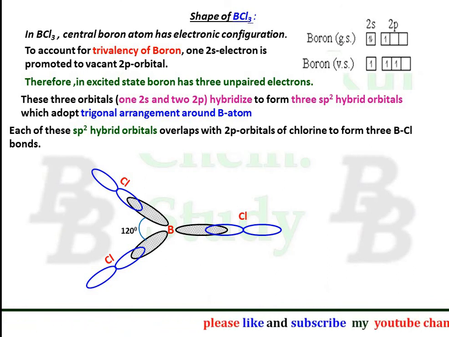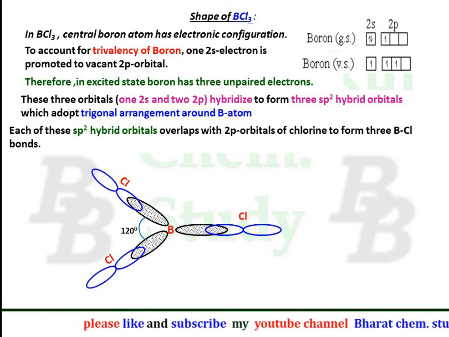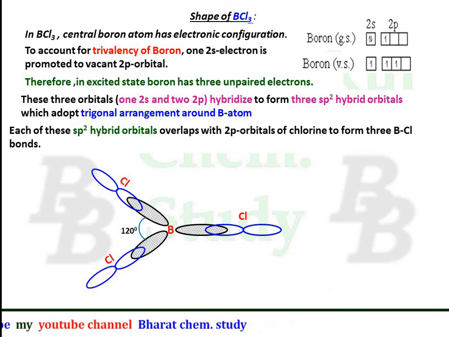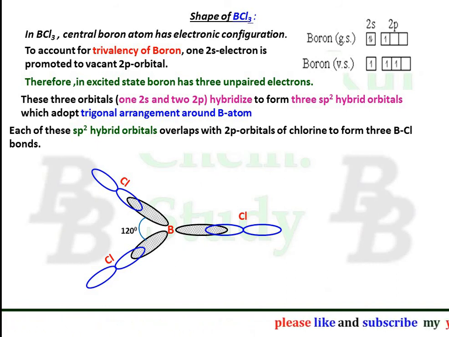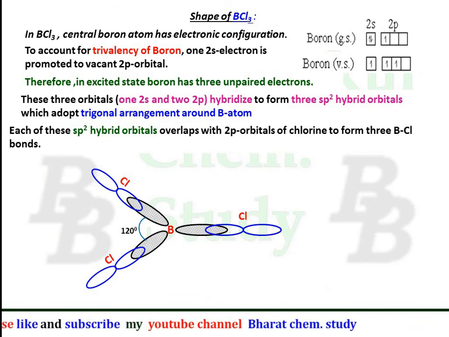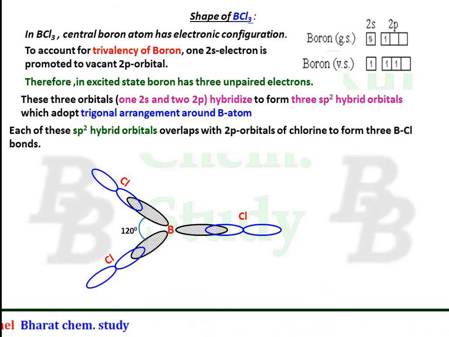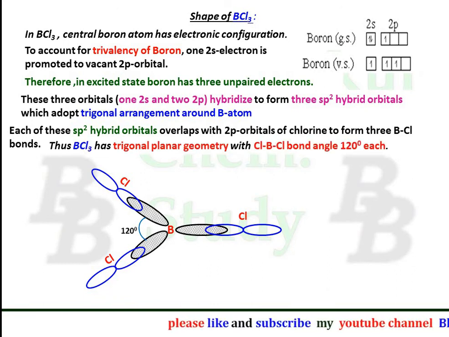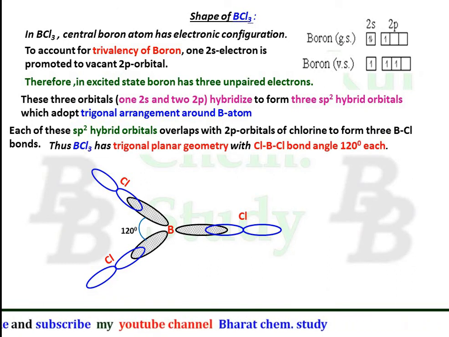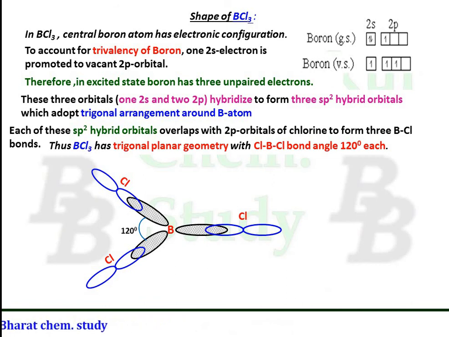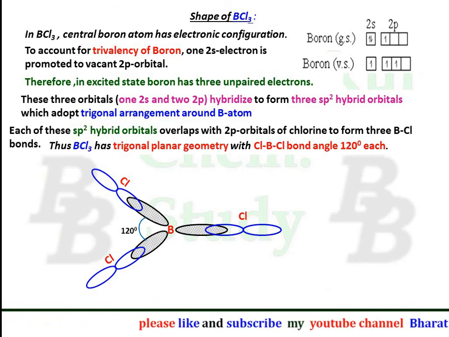to form 3 B-Cl bonds. And because boron has 3 valence electrons and shares all of its valence electrons with the chlorine atoms, no valence electron remains on boron. Therefore, it does not contain any lone pair. Therefore, the final structure of BCl3 will be trigonal planar with each Cl-B-Cl bond angle equal to 120 degrees. And this is the final structure of BCl3 on the basis of hybridization.